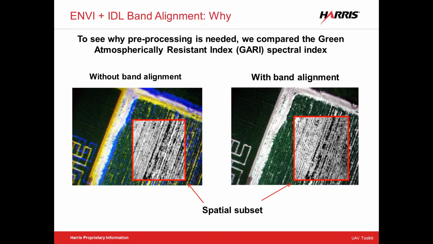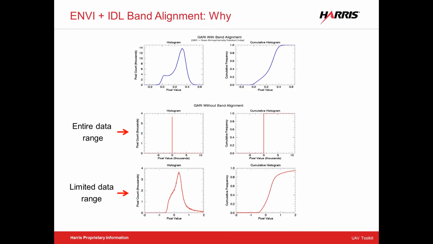It helps a little bit more to look at some graphs and histograms of the entire data range. This first plot on the top is for GARI with band alignment. You see the pixel range is from about -0.4 to 0.7. The first red plot in the middle has the entire data range, with pixel values in the thousands, so it's about a factor of 1,000 greater. The pixel range goes from about -10,000 to +10,000.